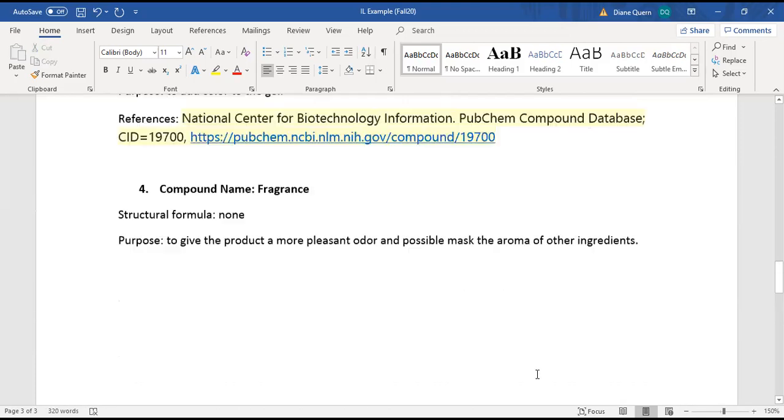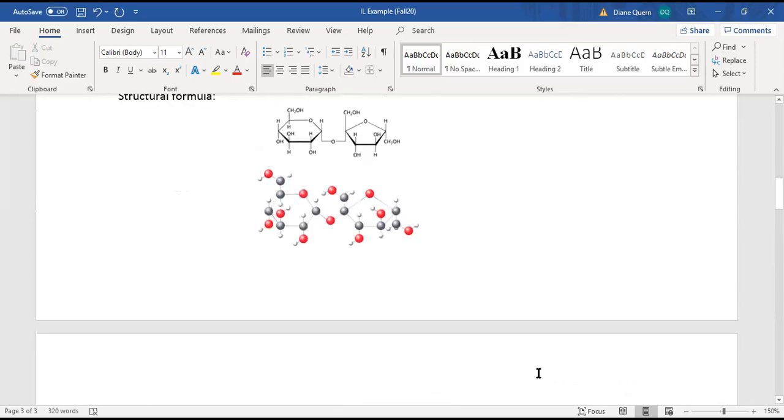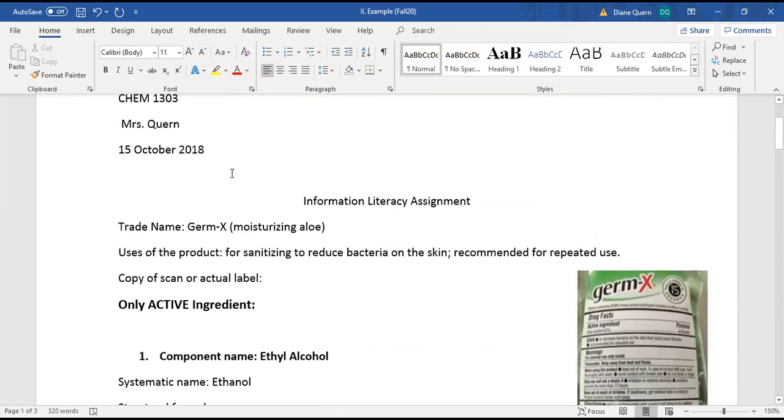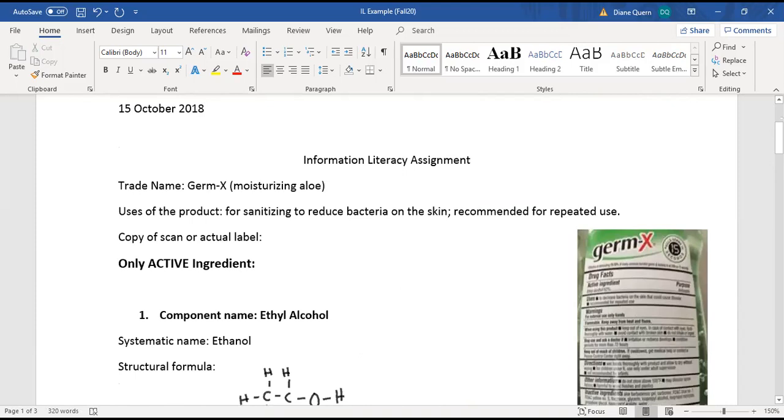All right, so that is it for the example paper. And I'm gonna go ahead and save this paper and post it on Blackboard for you so that you can see an example. Keep in mind, this is not a full paper. You would need 10 fully characterized ingredients. So now I'm going to go back to the internet so that I can show you PubChem.